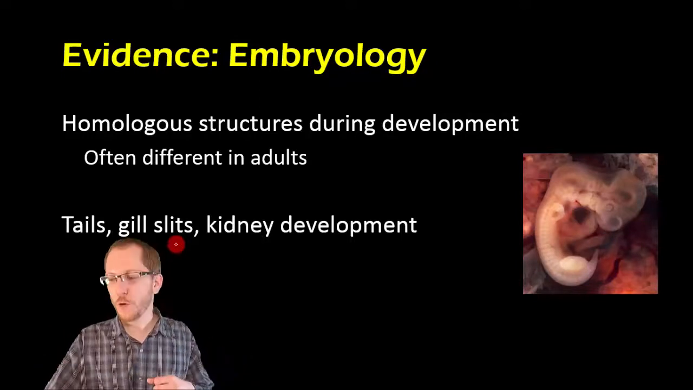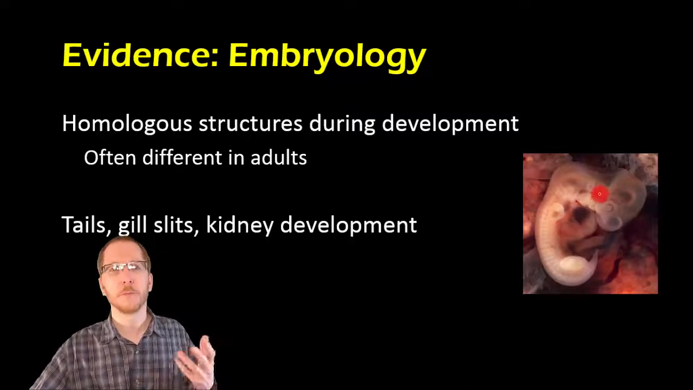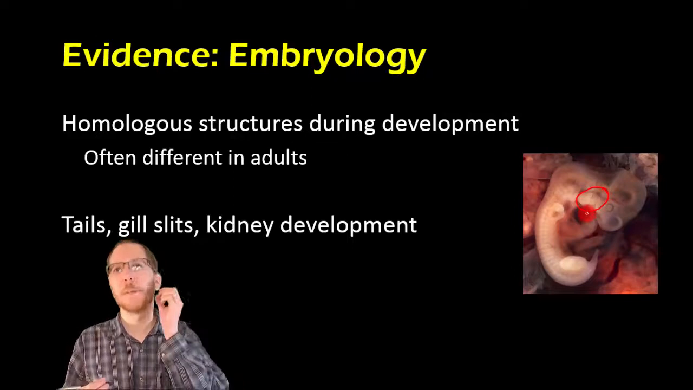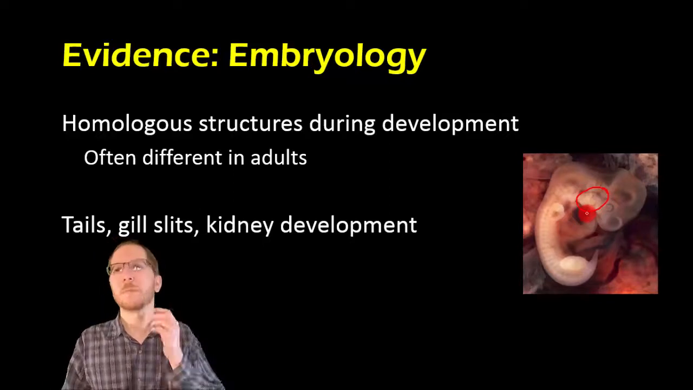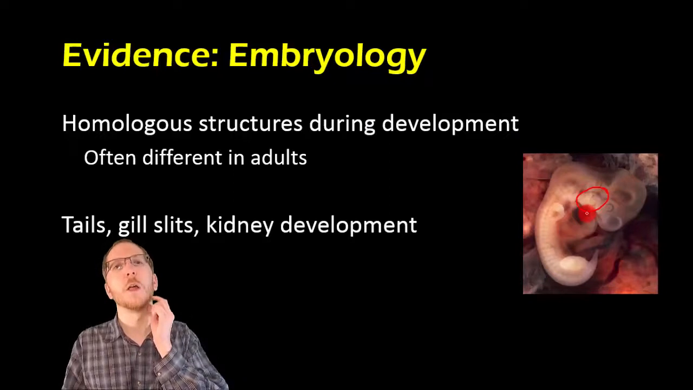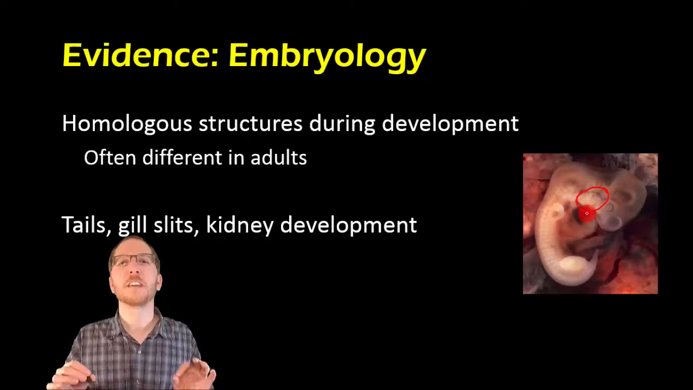So if you look at humans, you'll see that when we're developing, we have these pharyngeal slits. In us, these develop into parts of our jaw. Some become parts of the inner ear. Whereas in fish, these become gills primarily. In reptiles, they become part of the jaw as well. So these can become different things later on.